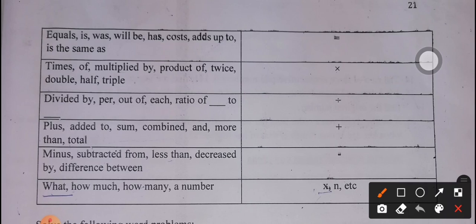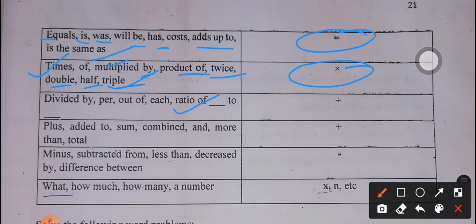Whenever we have the expression or the word equal, is, was, will be, has, add up to, is the same as, it means we are talking about the operation equality. When we have times of, multiplied by, product of, twice, double, half, triple, it means we are talking about multiplication. Twice means multiplied by 2, half means multiplied by 1 by 2, triple means we are going to multiply by 3. Divide, per, out of, each, ratio: for these words we use the operation division.